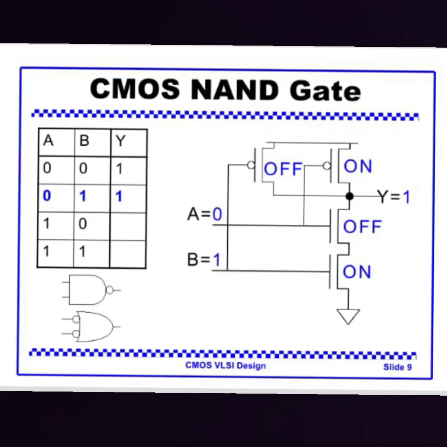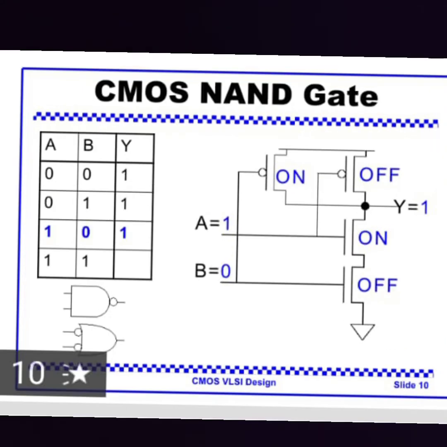So automatically the ground cannot be connected to the output line, but the supply will be connected through the top PMOS transistor. One of the PMOS transistors is switched on. So automatically you will have a high output. That is why we are saying that it is satisfying the truth table of a NAND gate.